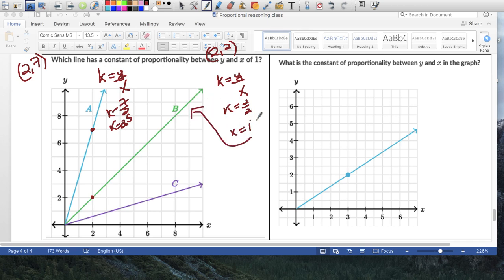I'll choose a different color. For the second one, k equals y over x again, and our y is 50 and our x is 2, and k equals 25. Another color, black. For the third one, k equals y over x, the y is 25, the x equals 1, and k equals 25. And finally, the last one: k equals y over x again, and the y is 12.5 and the x is 0.5, and that's going to be 25.